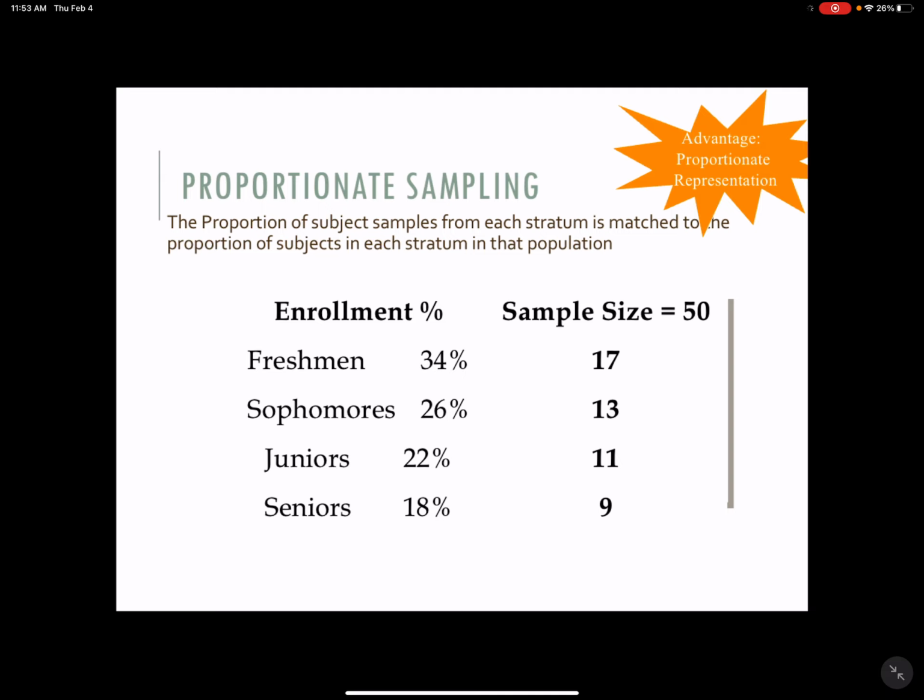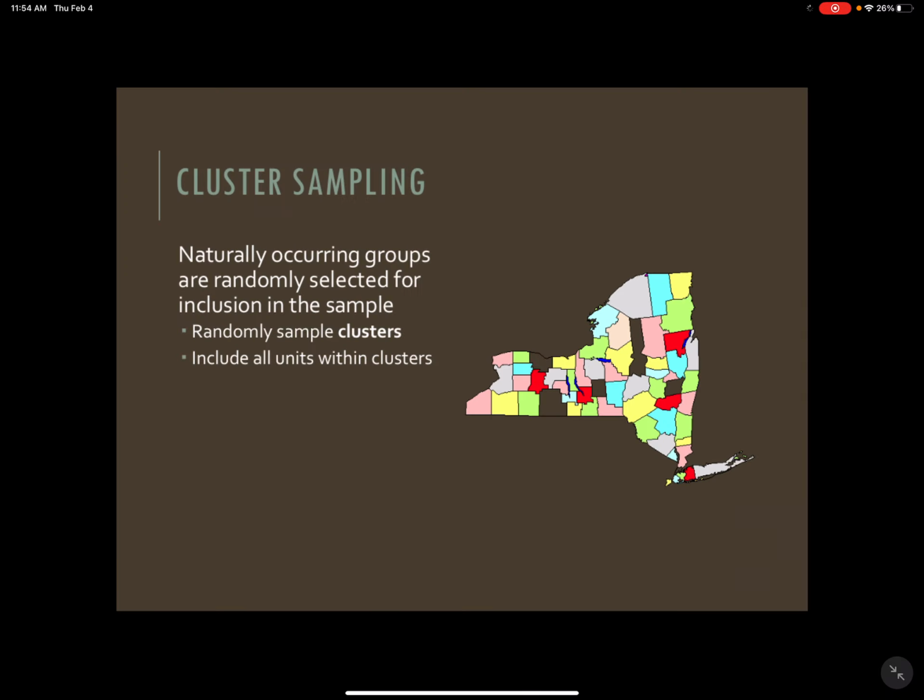And it's still probability sampling because out of each group, I randomly sample. So out of all the freshmen, I randomly sample 17. Out of all the sophomores, I randomly sample 13. So that last pick, after I set my strata and I set how many I'm going to pick from each one, is still random. And the advantage of that is all of my groups are represented proportionately.